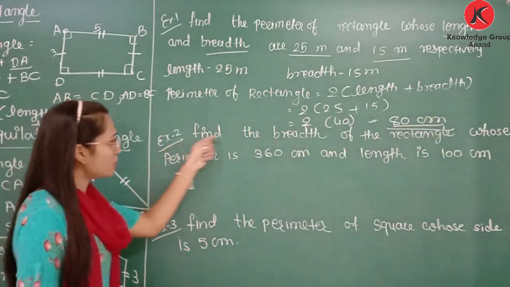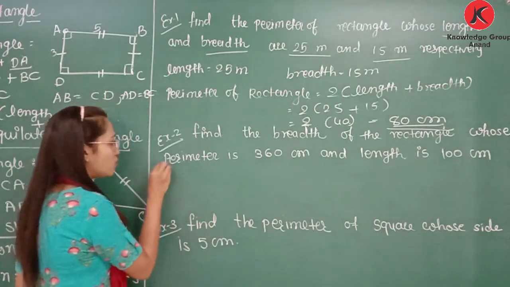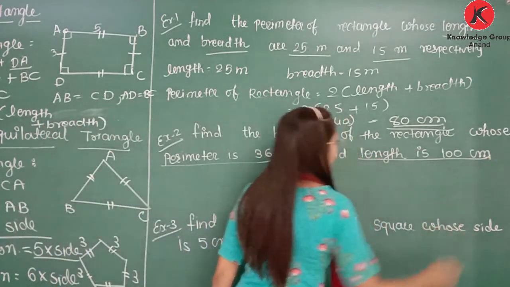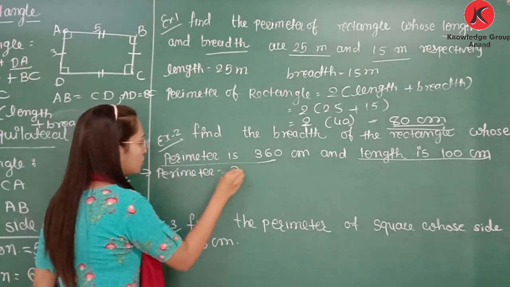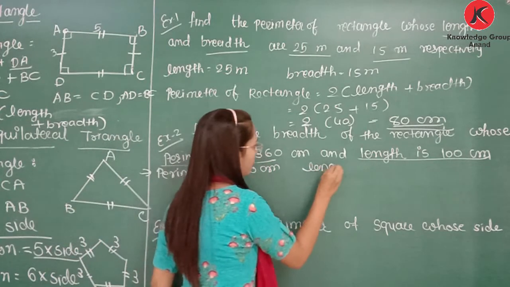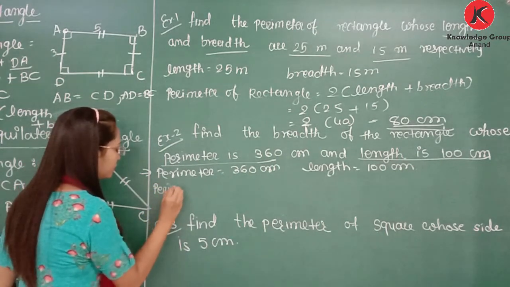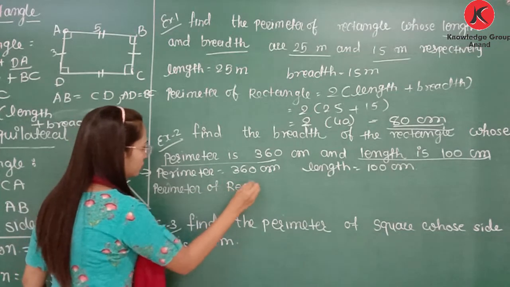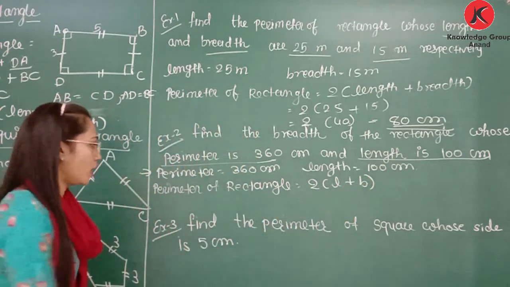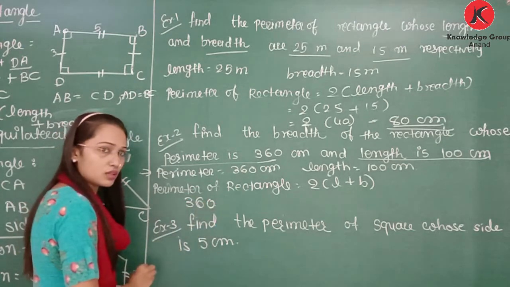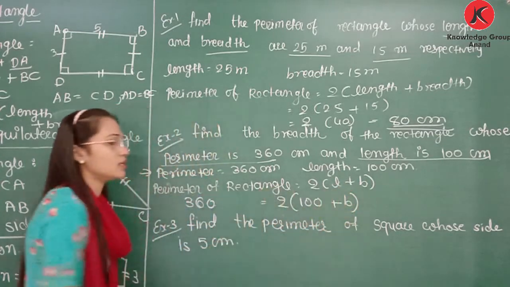Now next one. Find the breadth of the rectangle whose perimeter is 360 cm and length is 100 cm. So two values are given, perimeter is 360 cm and length is 100 cm. So we can write the equation for the perimeter of a rectangle. We can write here 360. Length is given as 100, so instead of L we write 100 and we need to find B. So leave it as it is.